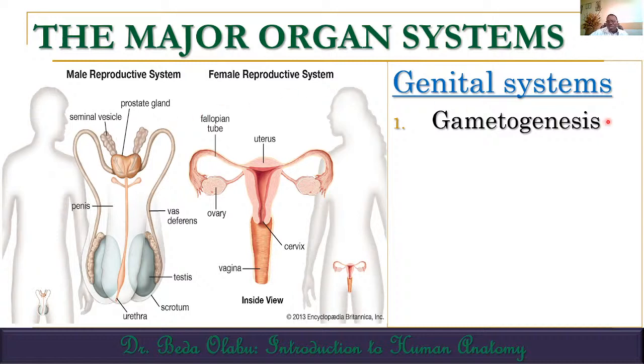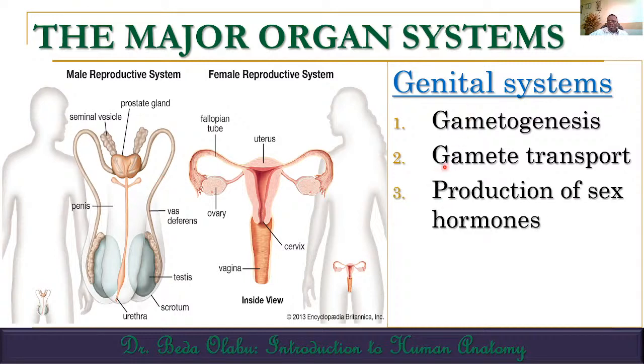So production of the gamete cells is one of the key functions of the reproductive system. You know, the sperm and the oocyte. We call that gametogenesis, production of gametes. Apart from just producing the gametes, the reproductive systems also help in transporting these gametes. The fallopian tube transports the gametes, the vas deferens transport the sperms.